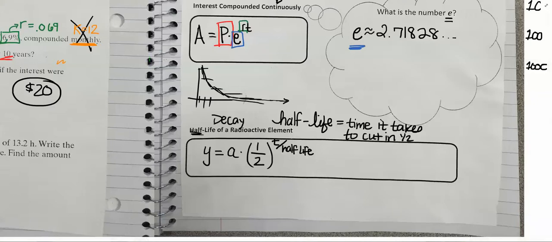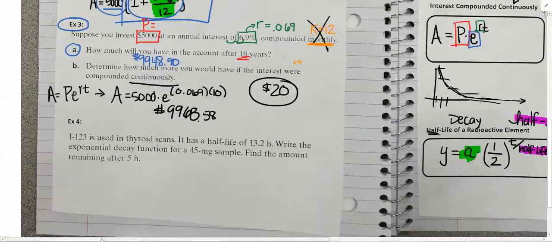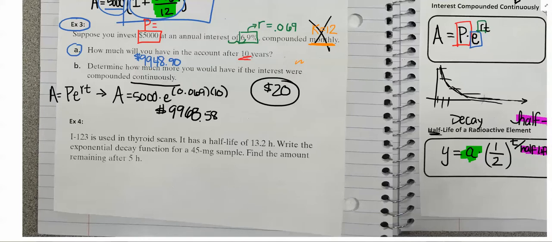Okay? All right, so again, the A is just like before, it's your initial amount. That's what you're starting with. And then the half-life is the time it takes to cut in half. Okay, so here's our problem. I-123 is used in thyroid scans. It has a half-life of 13.2 hours. Write the exponential decay function for a 45 milligram sample, and then find the amount remaining after 5 hours.